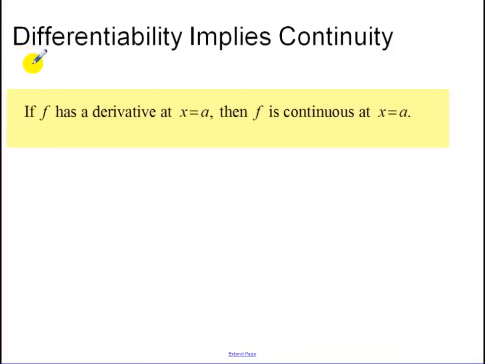Differentiability implies continuity. So if a function has a derivative at a point, then our function has to be continuous at that point. So if I can find the derivative, I know I'm continuous. But not always. Continuity doesn't imply differentiability. And the last graph was a good example of that.